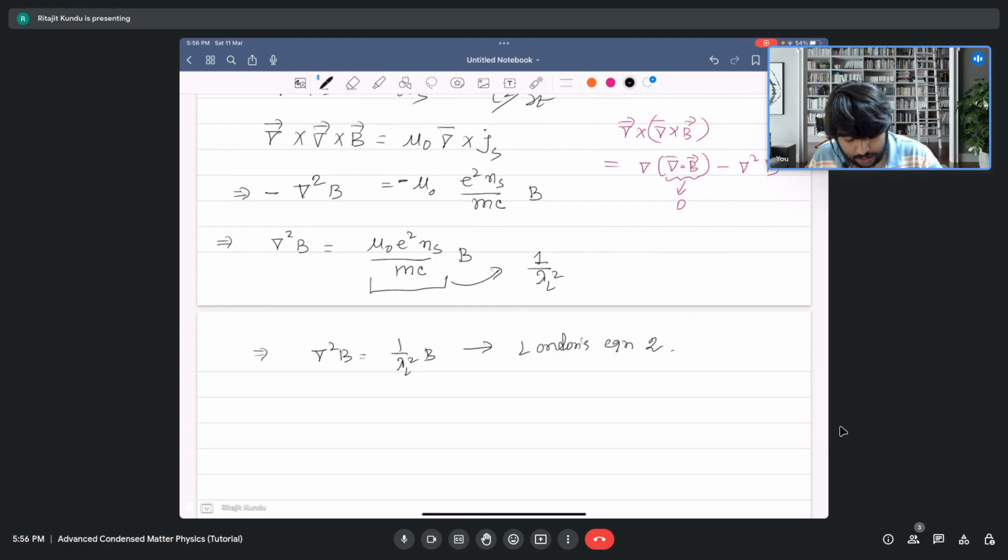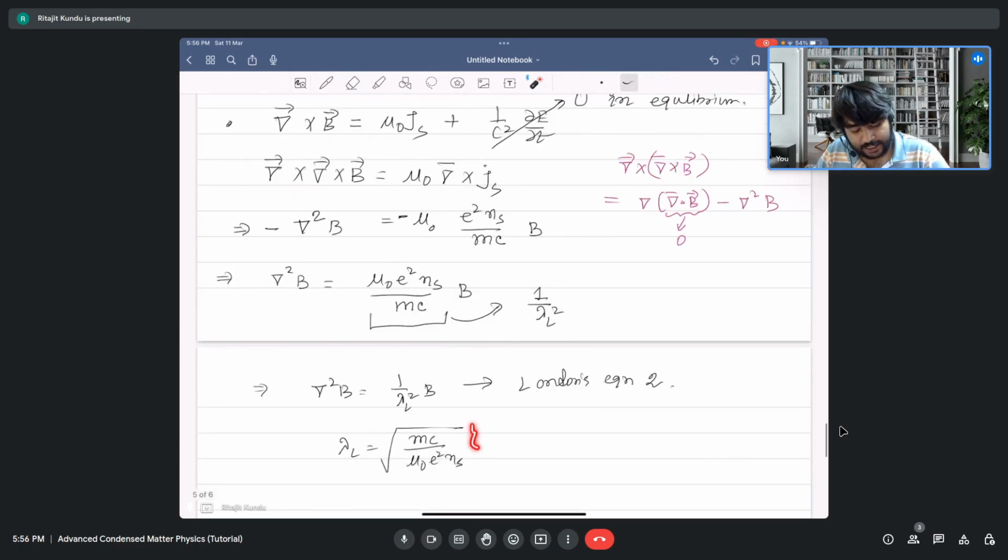This lambda L is given in terms of mc over mu 0 e square ns, under a square root. If you have mu naught, that means it is written in SI. If you want to convert it into CGS, then instead of mu 0 you plug in 1 by 4 pi, and you get the London penetration screening length lambda L. All right, that's good.